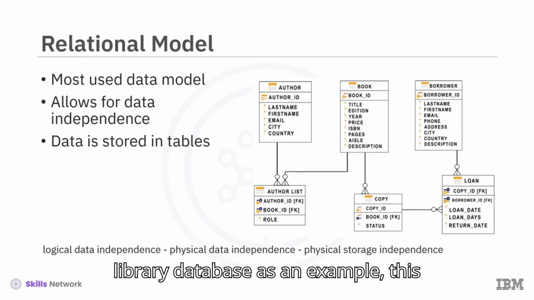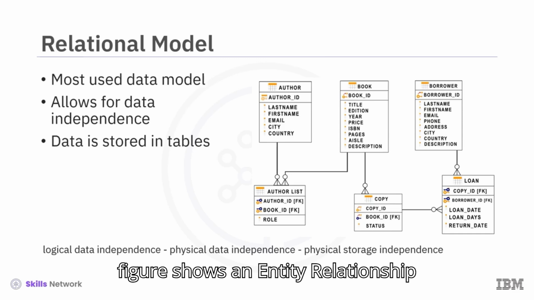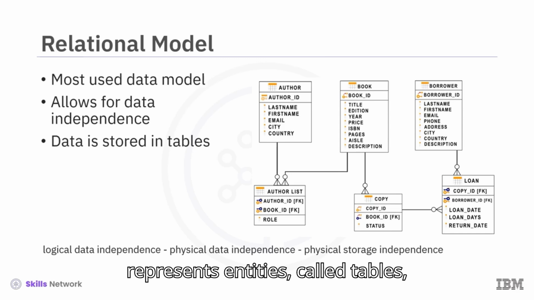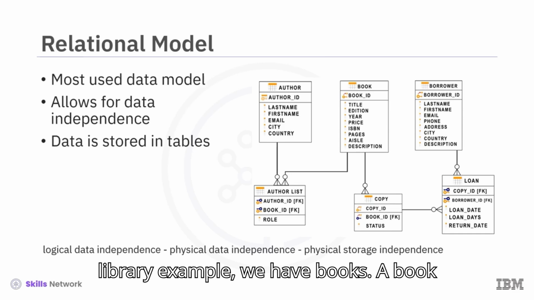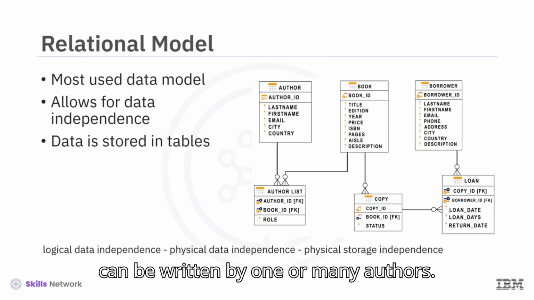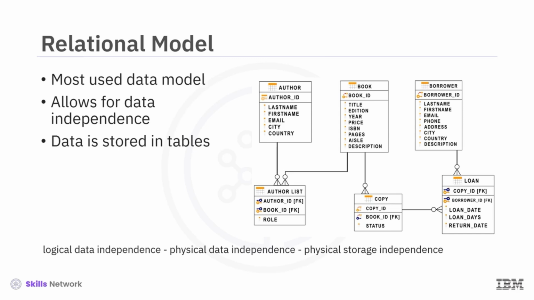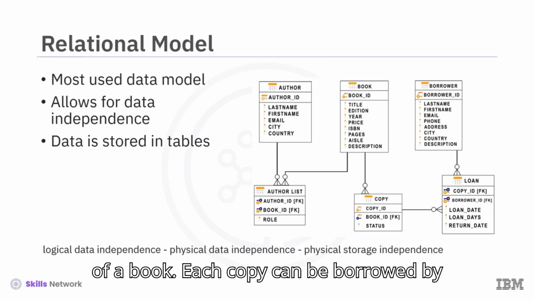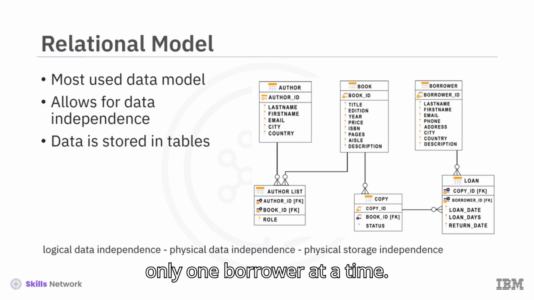Using a simplified library database as an example, this figure shows an entity relationship diagram, or ERD, that represents entities, called tables, and their relationships. In the library example, we have books. A book can be written by one or many authors. The library can have one or many copies of a book. Each copy can be borrowed by only one borrower at a time.